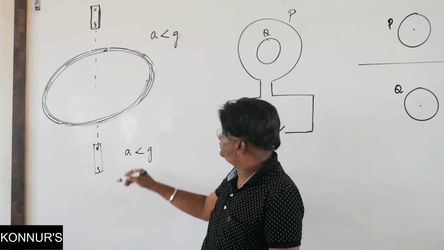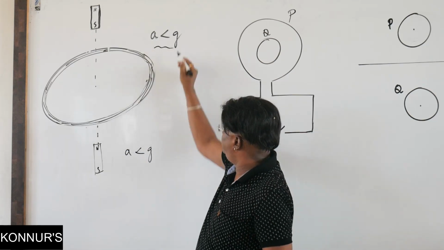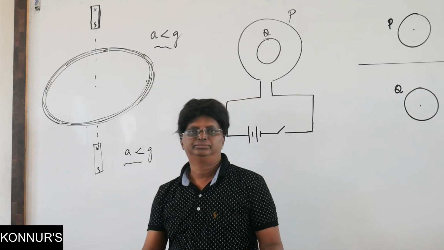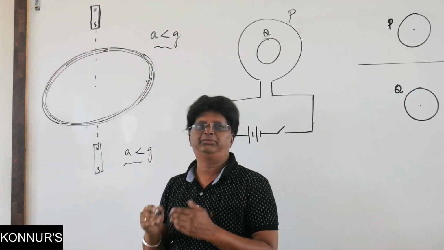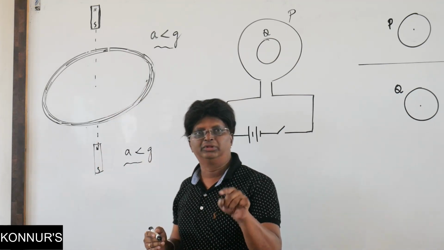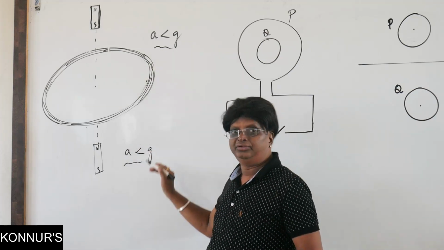So throughout its path, as we have shown, it will be a less than g. So no question of uniform velocity, because of the very heavy magnet that we have taken, and we have concluded only with acceleration a less than g.